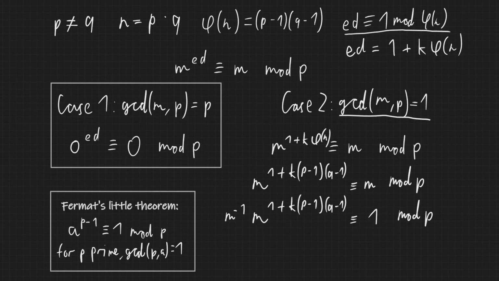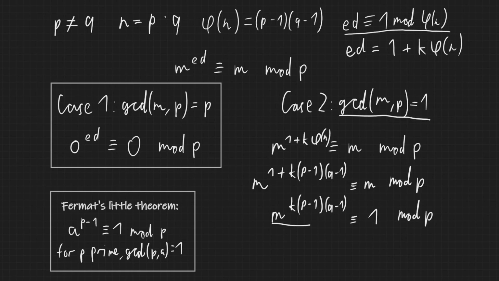And on the left-hand side, we can make use of the fact that m to the power of 1 plus something is just m times m to the power of that something. Which means that we can write the left-hand side like this. And again, m times its multiplicative inverse is 1, which means on the left-hand side, we're just left with this. And now we're almost there.